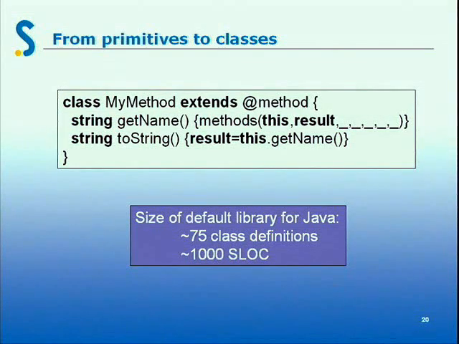Okay, once you have a column type, you can extend it by writing classes of your own. So just as a mock example, here is how you might want to introduce a new class of methods. It extends the column type @method, and then I've defined a couple of operations, getName and toString, which, as I've said before, are just relations between the special variables, this and result. We've done this for all the notions that you might want for querying Java. There's about 75 class definitions and 1,000 lines of code.